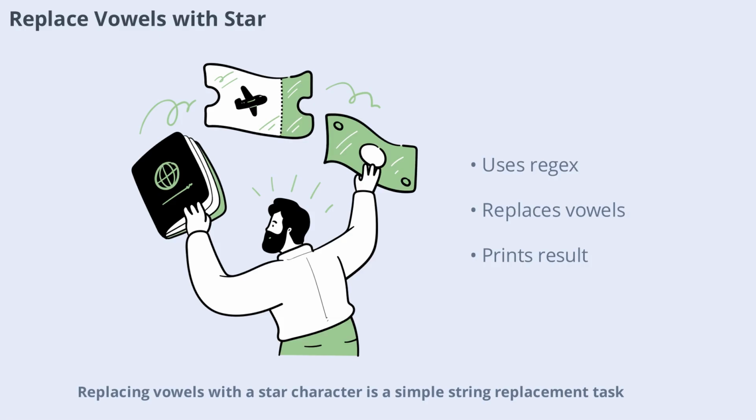Replacing vowels with a star character is a simple string replacement task. The program uses regular expressions to find vowels and replaces them, demonstrating efficient use of string methods for text transformation.